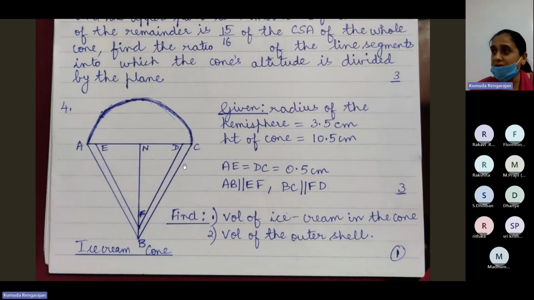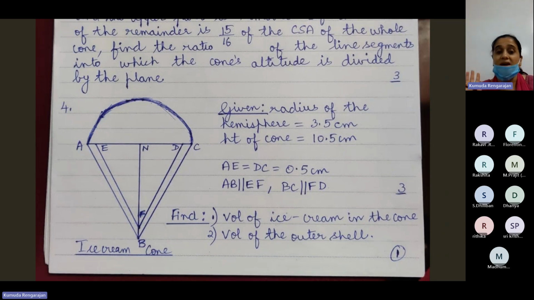The radius of the hemisphere. The hemisphere sits on the outer cone. There are two cones, one inner cone and one outer cone. So the hemisphere sits on the outer cone. That's one thing. The height of the cone is 10.5 centimeters.